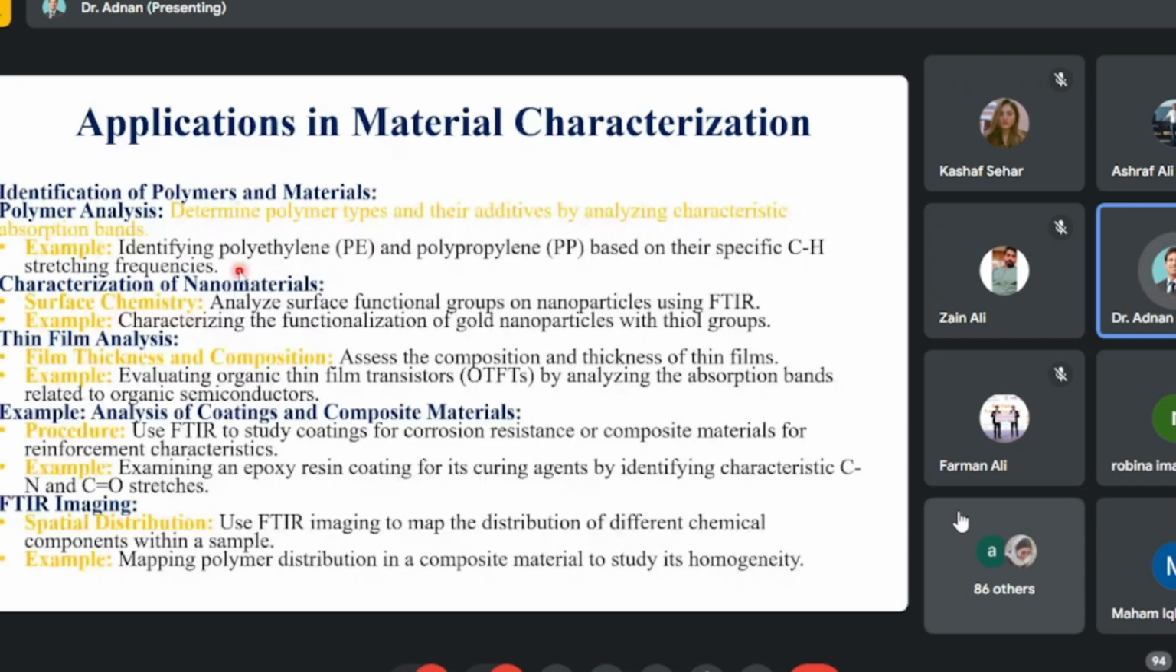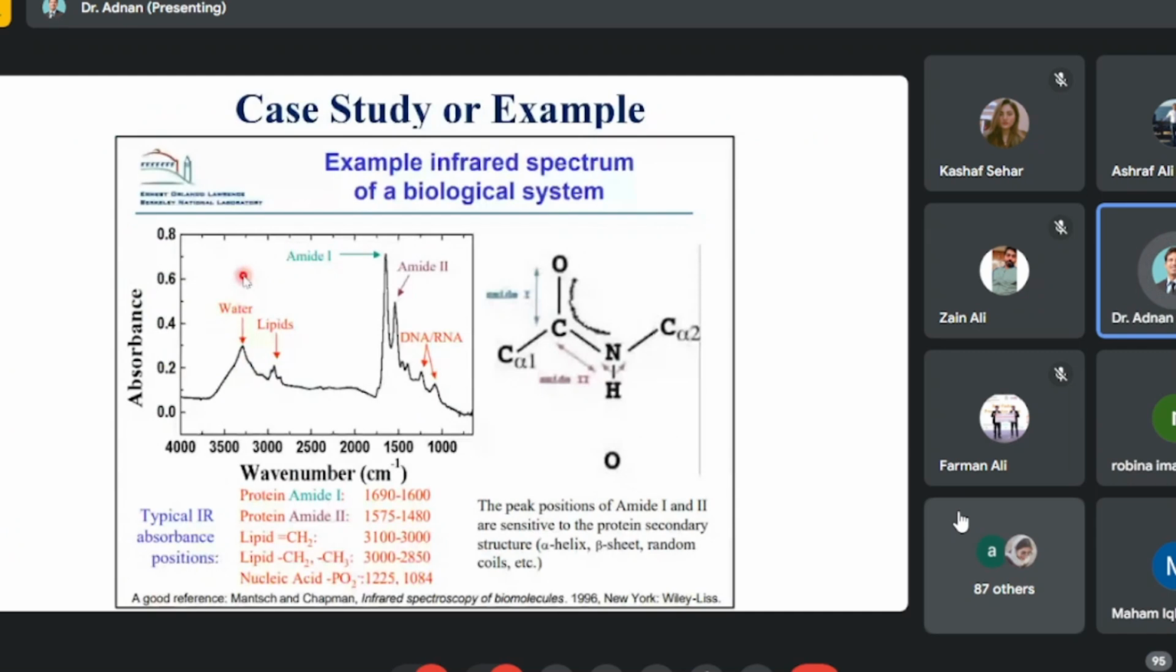In the coming slide, you will see a slide for polystyrene degradation, on which I have already worked myself. This is one of the case studies for determination of functional groups in a biological system. This is the FTIR of a biological system, DNA or RNA. Here, these two functional groups are in the fingerprint region.